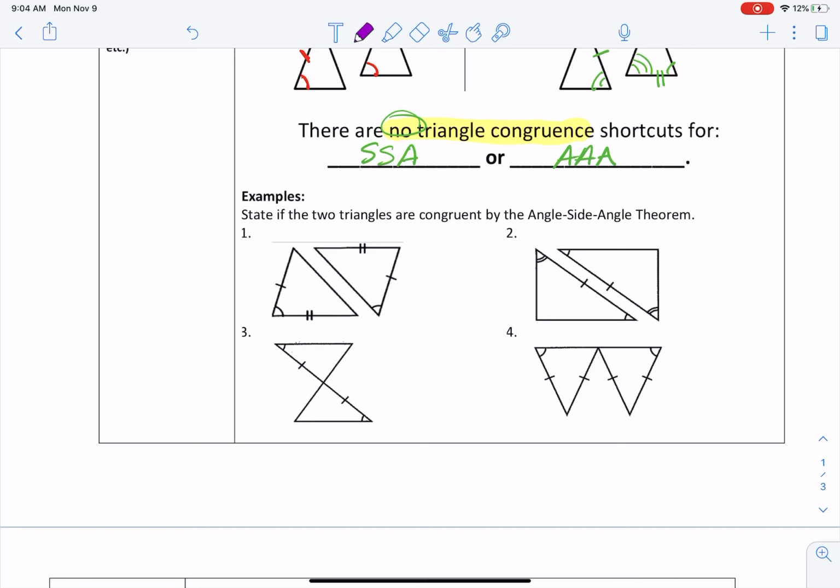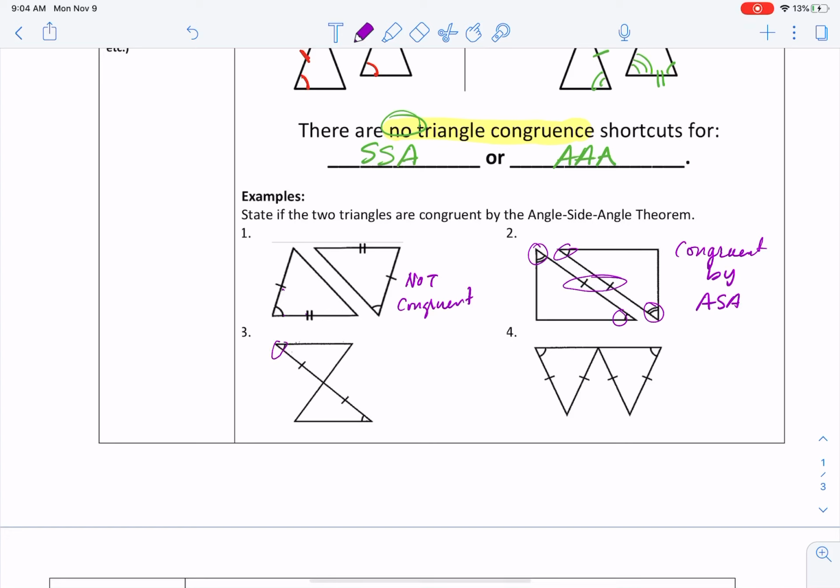So here I have two sides and an angle, so I can't use angle side angle for this pair of triangles. When we look at number two, I have this matching angle, and then I have this matching side, and then I have this matching angle. So then I can say that this is congruent by angle side angle.